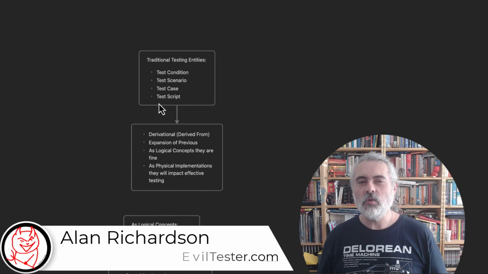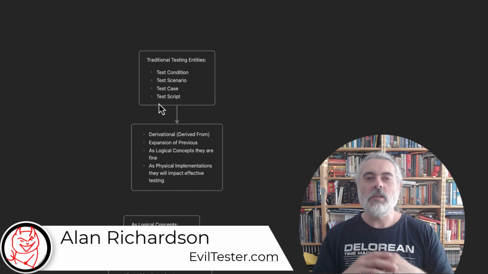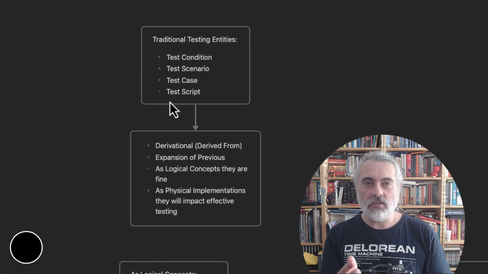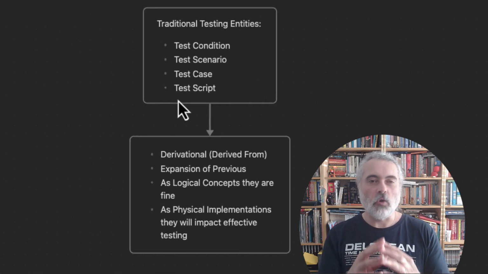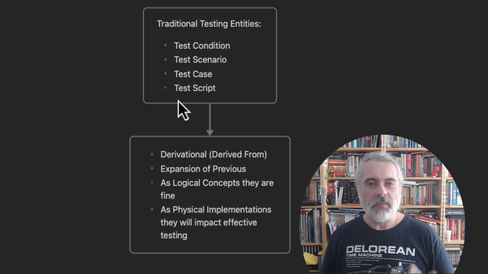Welcome to another episode of the EvilTester show, and in this episode we're going to cover the concept of test entities, which are usually used for derivation and possibly for planning, possibly for tracking, and those test entities are test conditions, test scenarios, test cases, and test scripts.